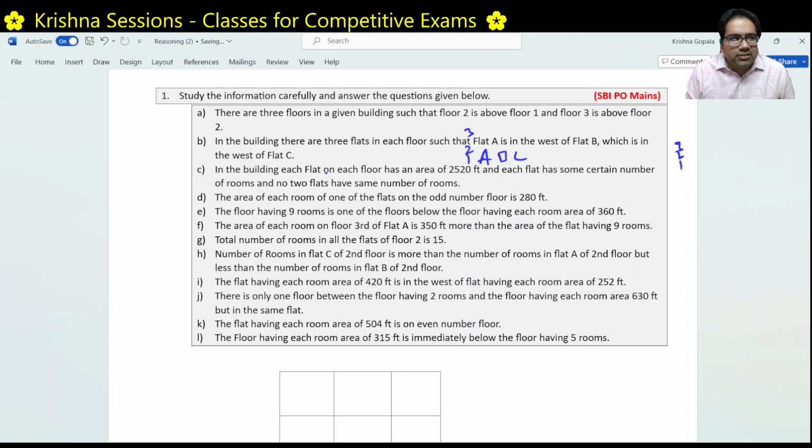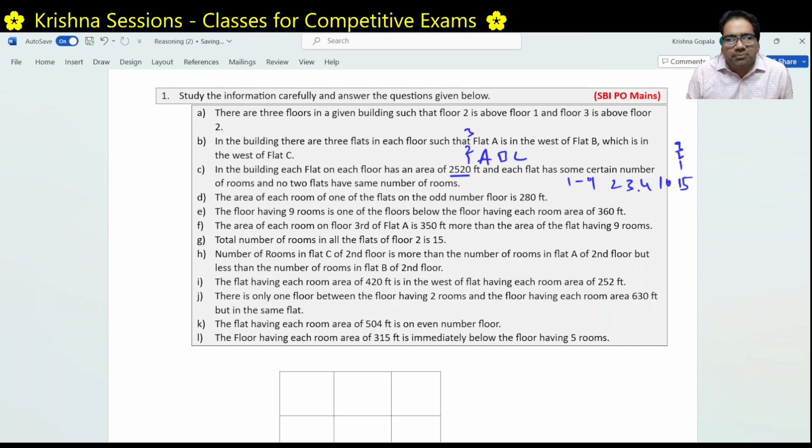In the building, each flat on each floor has an area of 2520. The area is common. And each flat has some certain number of rooms, and no two flats have the same number of rooms. Very good. So all flats have different numbers of rooms. But we don't know whether the rooms are like 1 to 9, 1, 2, 3, 4, 5, 6, 7, or 2, 3, 4, 5, 10, 15, whatever. We don't know. It is just said that each flat has some certain number of rooms, and no two flats have the same number of rooms.